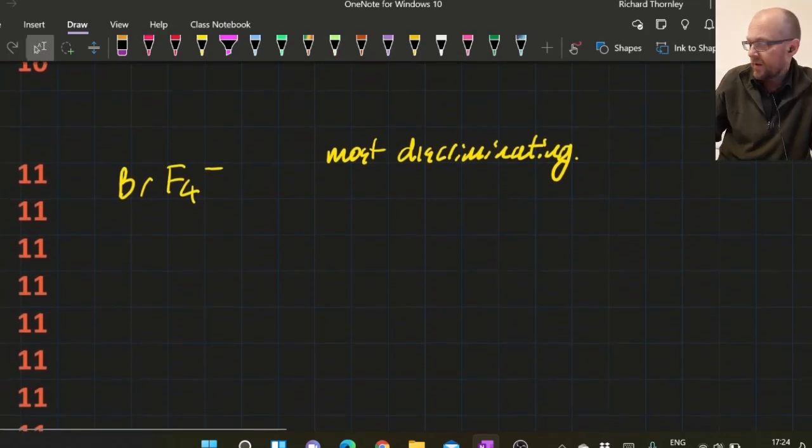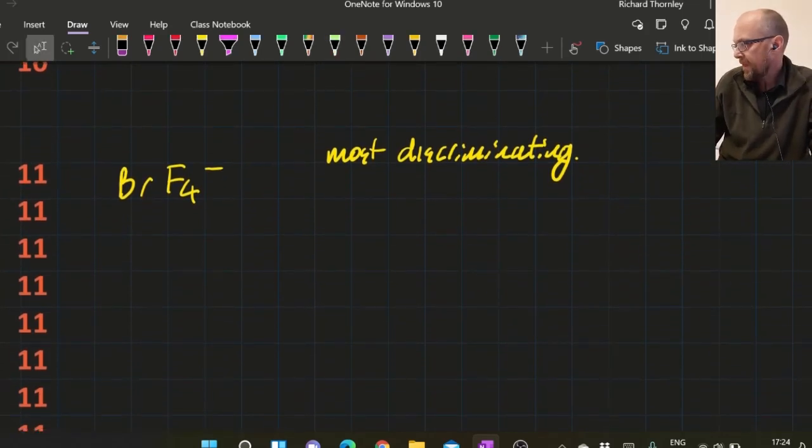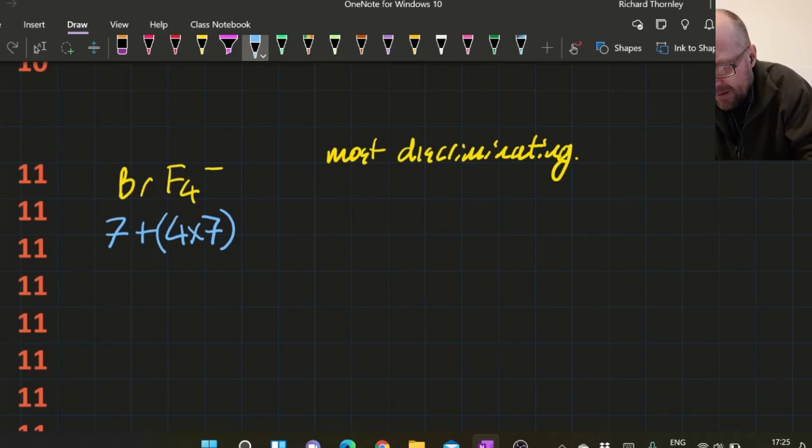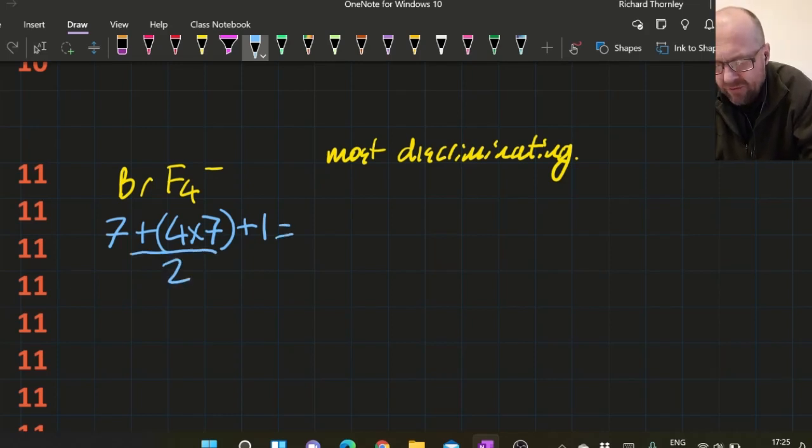11, most discriminating. I think the smarty pants got that. I have not seen that molecule before. So what I do is I add up the valence electrons. I've got 7 plus 4 times 7 plus 1. So that's going to be 35, 36. So it's divided by 2 because I want pairs. So 36 over 2 is 18.